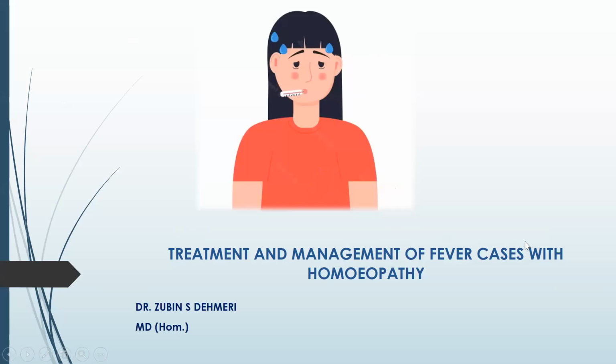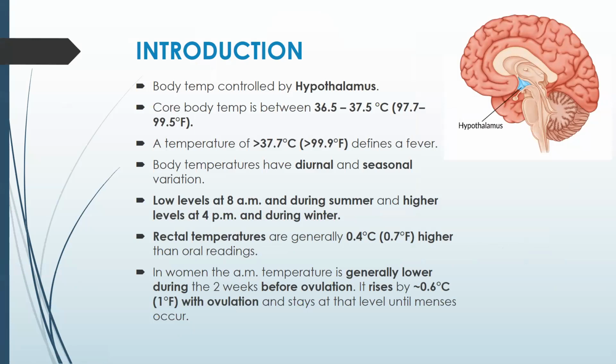First I'll be discussing the pathophysiology controlled by the hypothalamus, where the body's regulatory mechanism is located in the brain. The normal range of temperature in our body is between 97.7 and 99.5 degrees Fahrenheit. Any temperature above 99.9 or 100 degrees is defined as fever. This is very important because many times patients tell us they have a temperature of 99 or 98.8, and they declare themselves to be having fever.